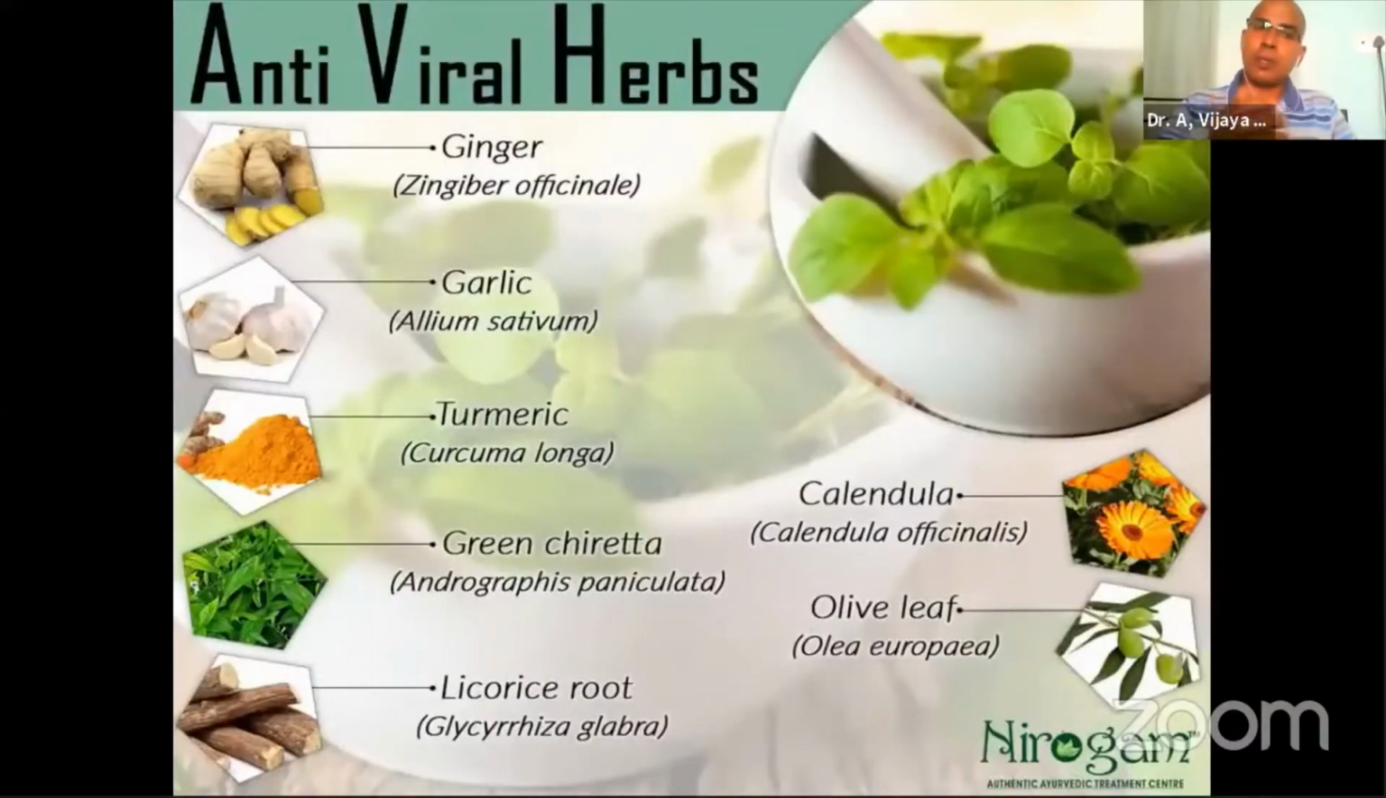See, some very important antiviral herbs I'm putting here, because the present situation demands these antiviral herbs. Ginger is the best antiviral plant, particularly that rhizome, Zingiber officinale, followed by garlic, Allium sativum, turmeric, Curcuma longa, green Andrographis paniculata, Calendula officinalis, and Olea europaea. These are the plants which are the best for viral diseases and control the virus.